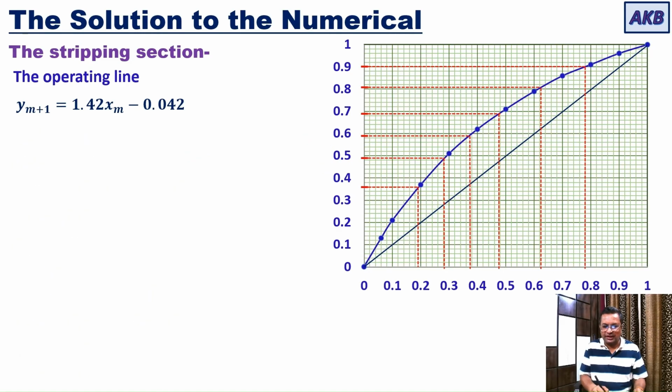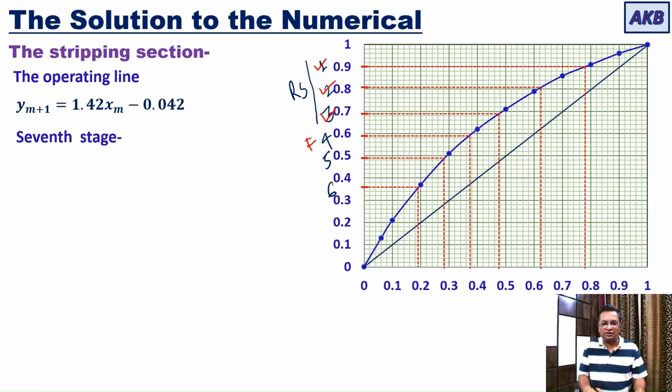So let me first write. So this is first stage, this is second stage, this is third stage, this is fourth stage. Fourth stage is the feed plate. First three stages are in the rectifying section. So these are in the rectifying section. And then we have now moved into the stripping section. This is fifth stage. This is sixth stage.